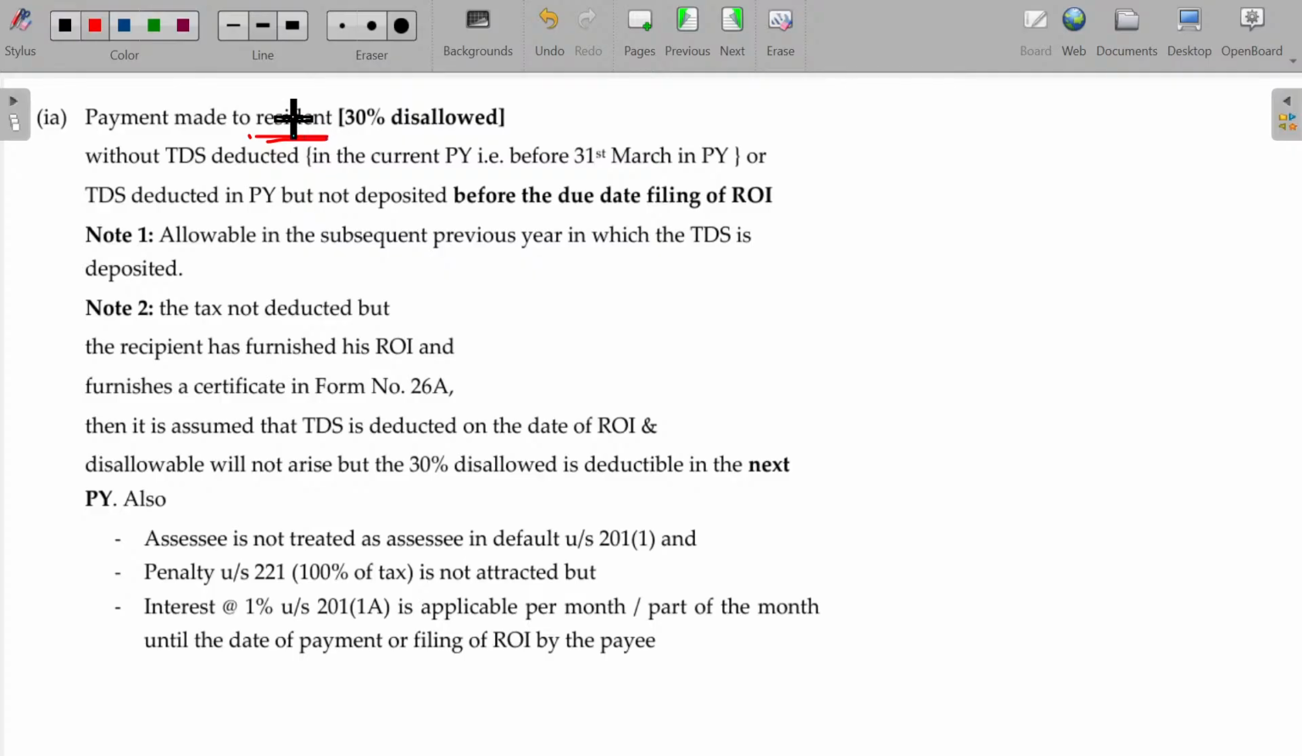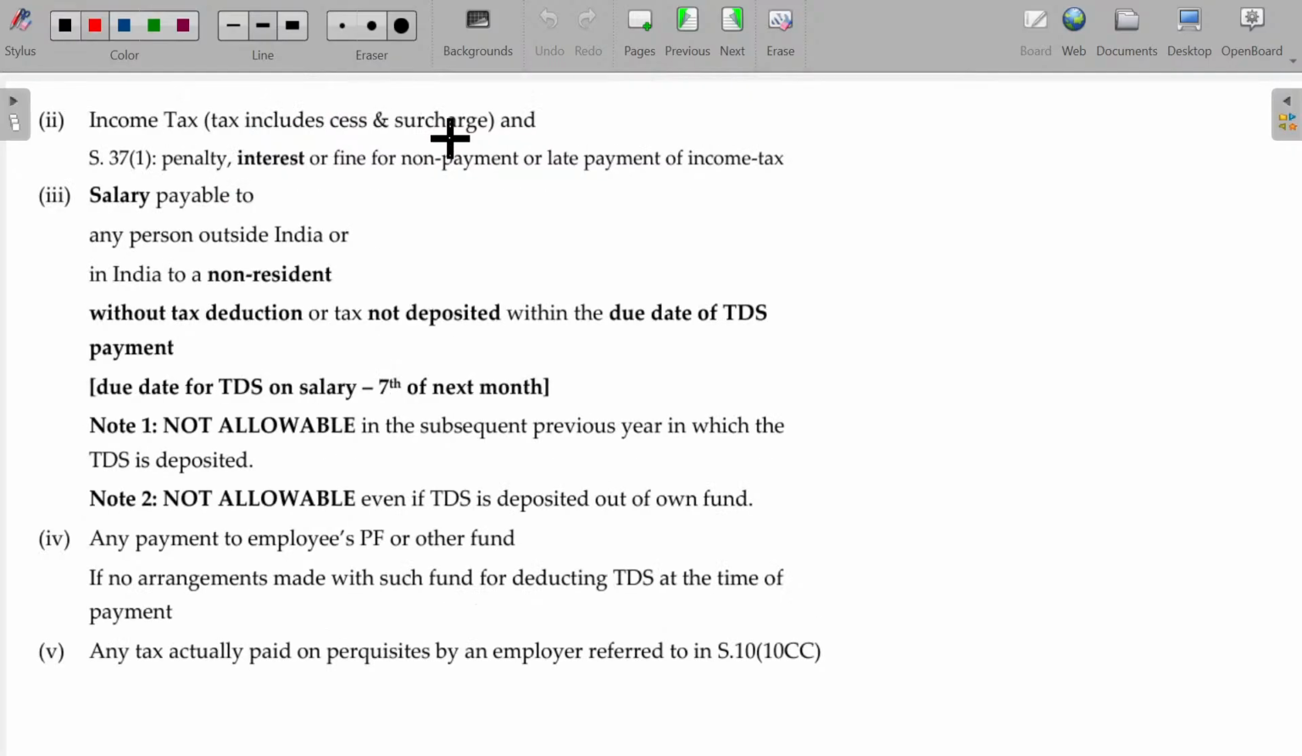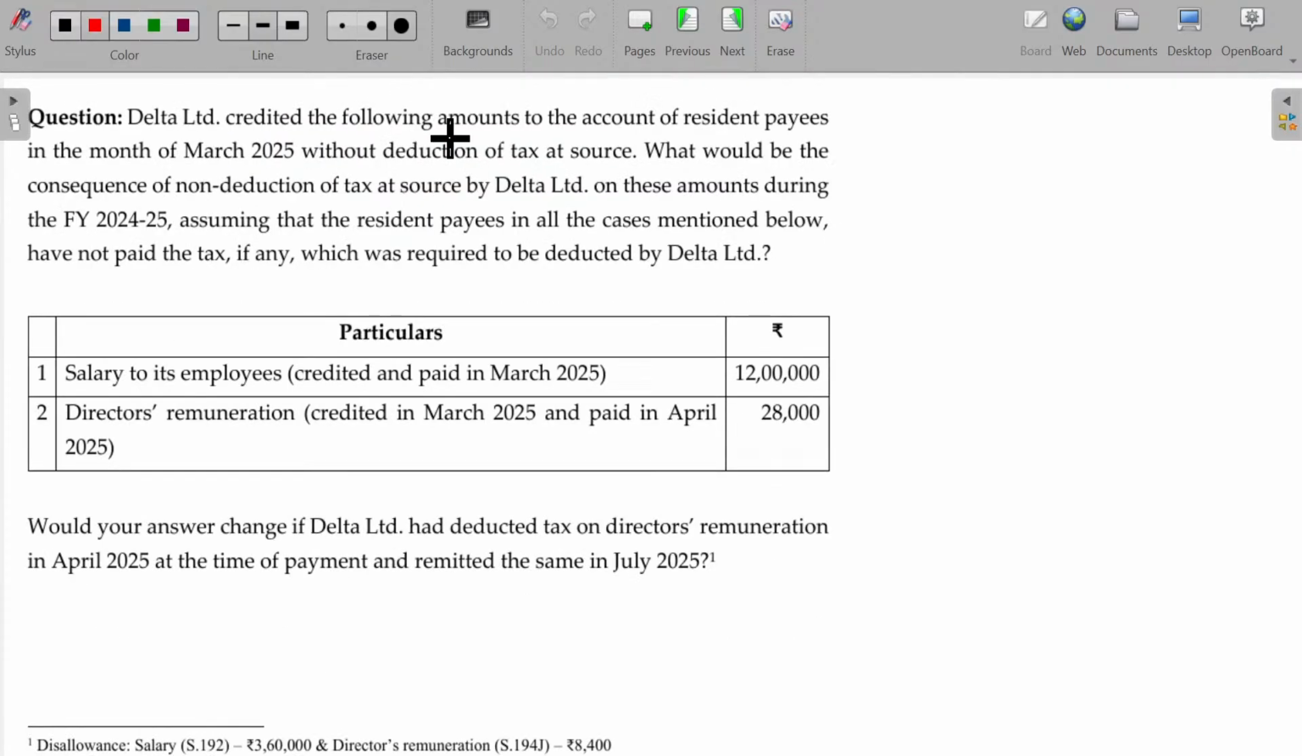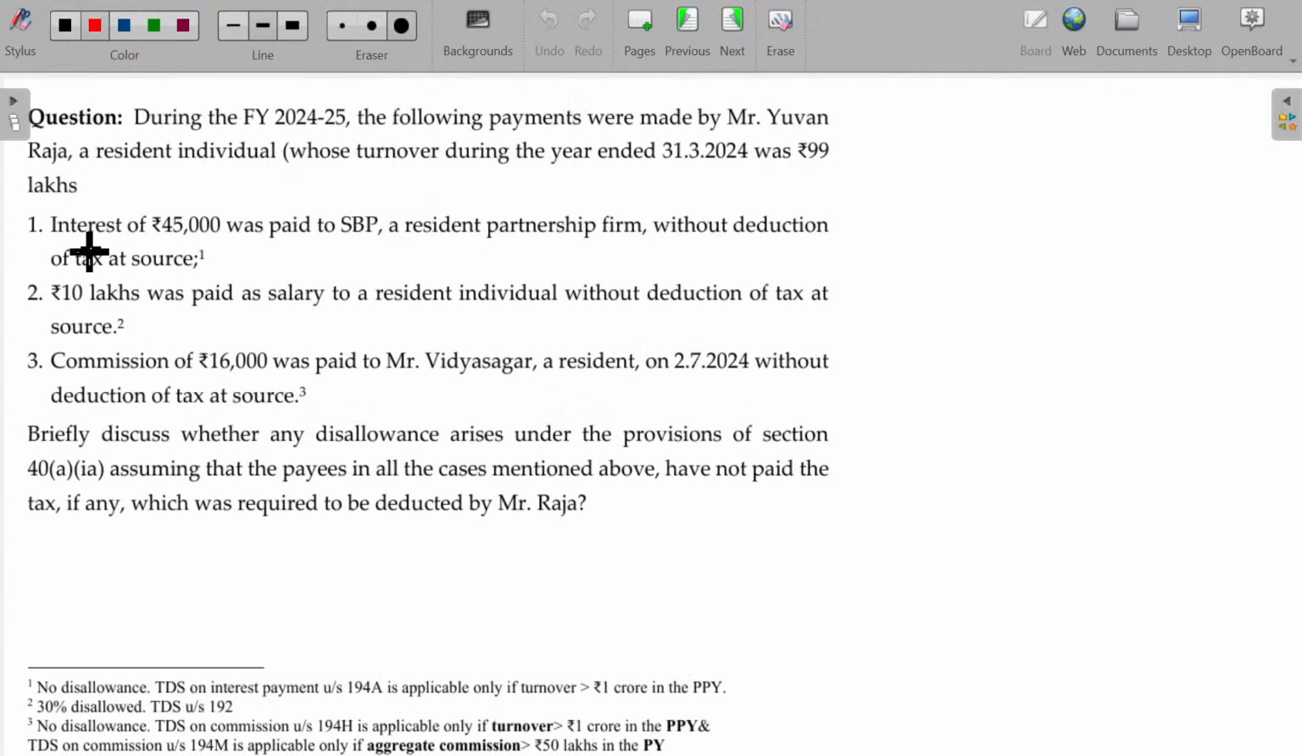Either you can consider this being section 40 clause A part, or here payment made to resident. In case the same interest is paid to a resident, only 30% is disallowed, not the full value. Anyhow, we'll study these things later on, as I told you, because all these provisions we'll study along with the TDS chapter.